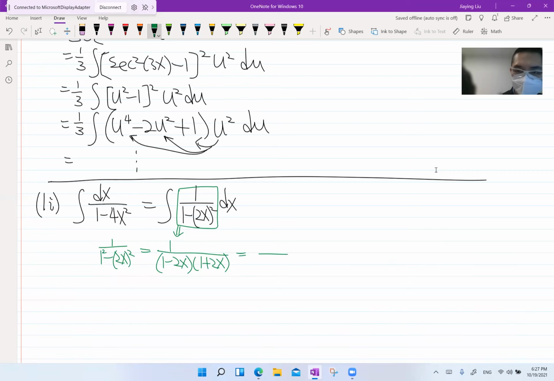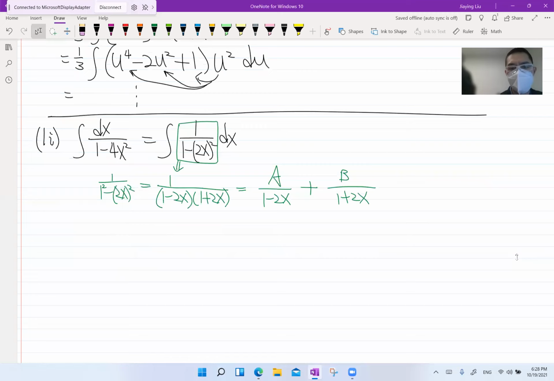From here, we can try to find the partial fractions because the 1 minus 2x is a linear factor. The 1 plus 2x is also linear. So you can say A over 1 minus 2x, B over 1 plus 2x. And then we can try to find out the A and the B value from here. Again, there's a lot of ways you can go from there. What I do is I multiply by 1 minus 2x to all the terms.